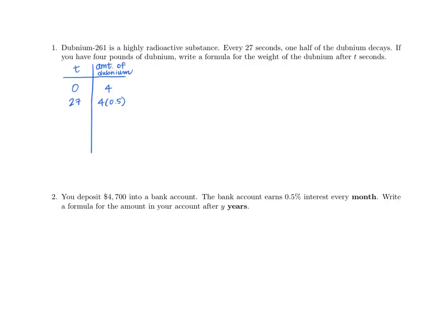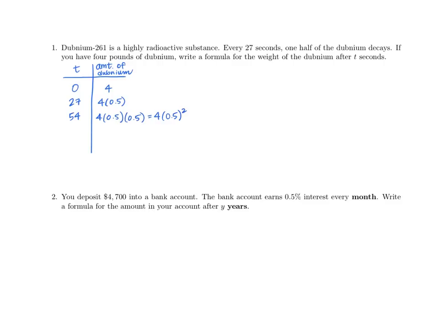Okay, great. Now, what is the next time that it becomes pretty clear to me how much dubnium I have? Well, 27 seconds after that, I'll have half of that amount left over. And so I can write that by saying, after 54 seconds, I'll take that 4 times 0.5, the amount I had after 27 seconds, and I'll be multiplying it by 0.5 again because the dubnium decays again, only 1/2 remains. And of course, a succinct way to write that would be 4 times 0.5 quantity squared.